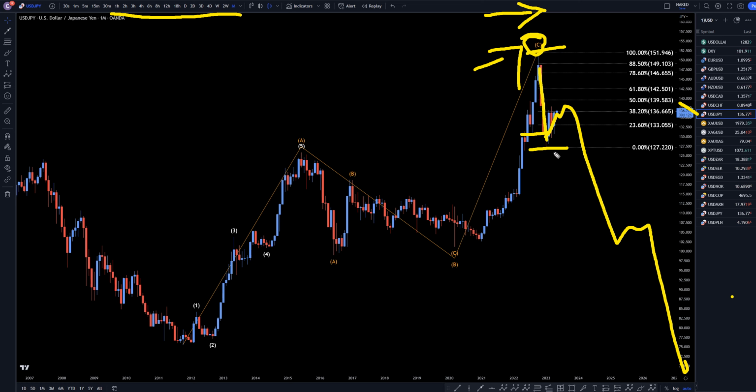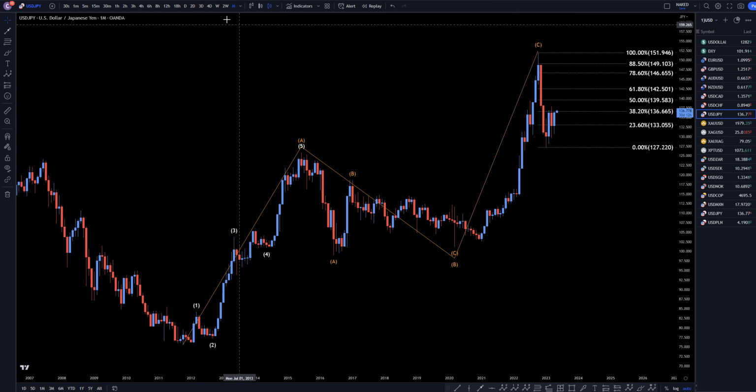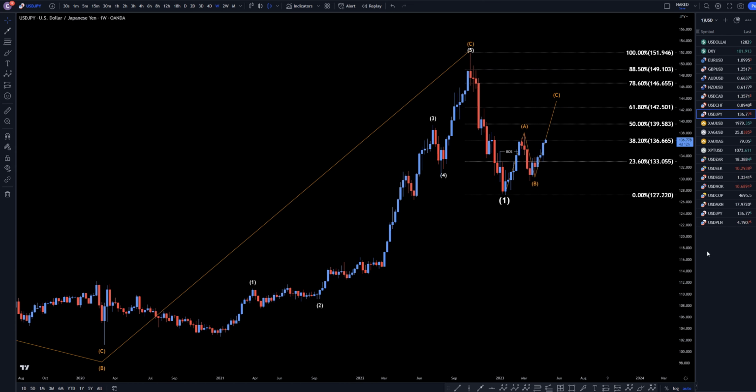Now looking at other yen pairs, they have a long ways to go to the upside, so it definitely gives us a little bit of doubt that this will turn back down, but it does look like, based on the pattern, that it should. Going down to the weekly time frame.